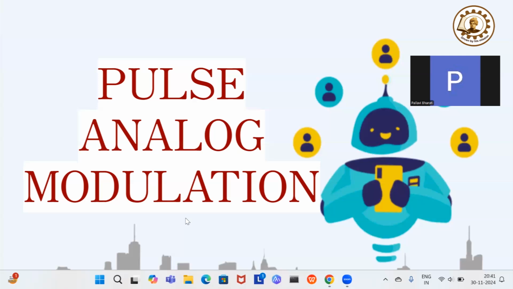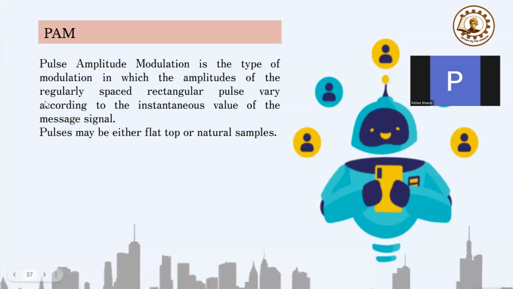After that, we will move on to discrete pulse modulation, or pulse digital modulation, which will cover PCM, pulse code modulation. So let's talk about pulse analog modulation. The first one here is pulse amplitude modulation. First, let's talk about that.